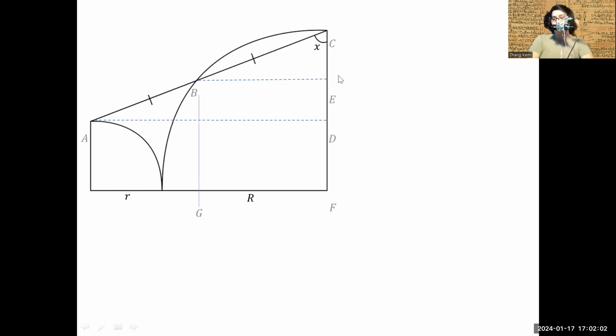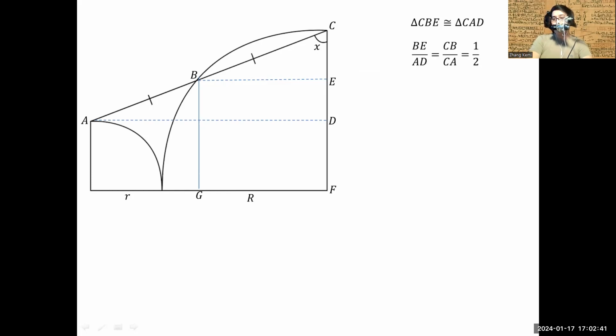Now, I'm going to label these points: A, B, C, E, D, F, G. These are the respective points. These points allow us to establish a pair of similar triangles. In this case, triangle CBE is similar to triangle CAD. You can see this because all their angles are the same. So this small triangle and this big triangle are similar triangles.